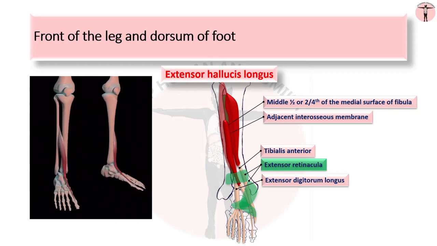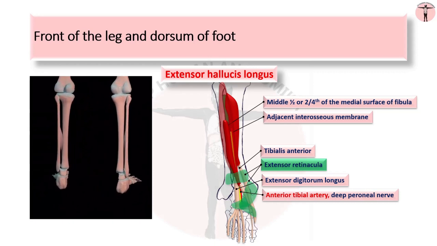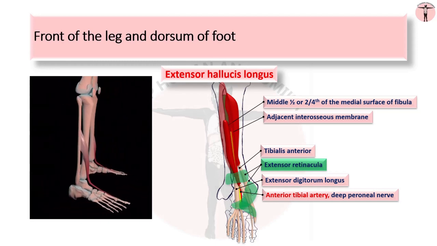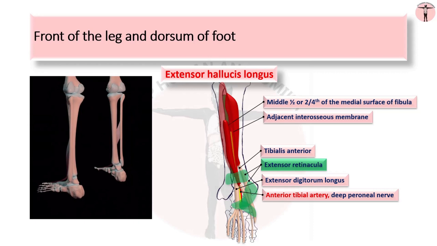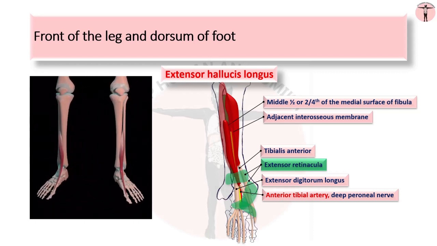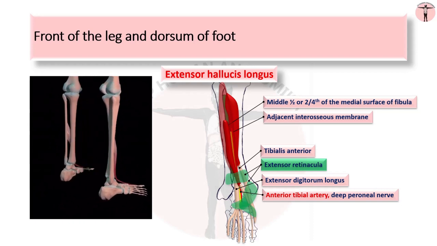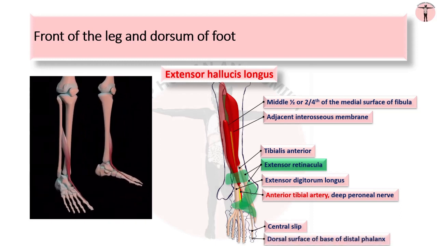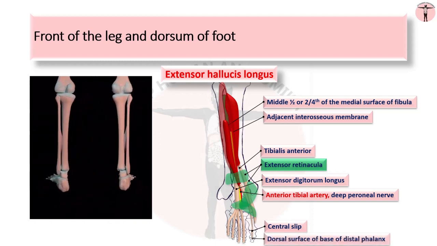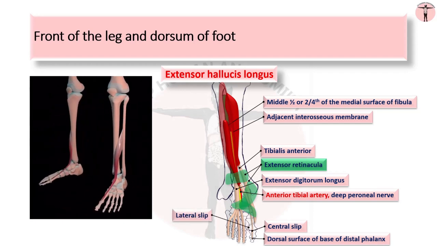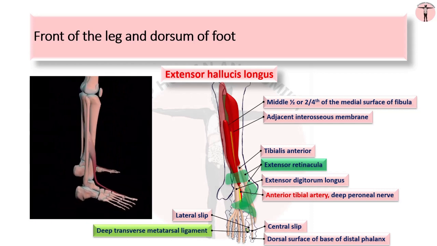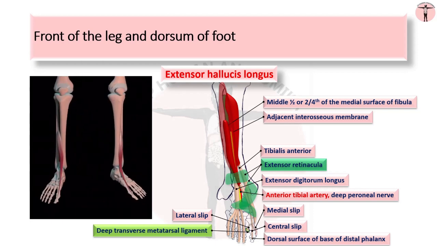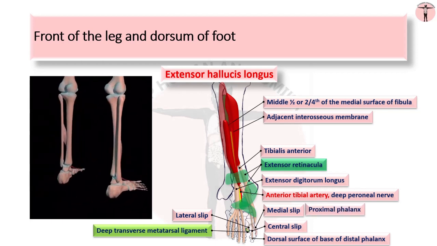In its course, it crosses anteriorly across the distal part of the anterior tibial artery and deep peroneal nerve from lateral to medial side. Then, in the foot, it continues anteriorly on the medial side of the dorsal surface. The tendon splits into 3 slips. The central slip inserts to the dorsal surface of base of distal phalanx. The lateral slip attaches to deep transverse metatarsal ligament, and the medial part joins the tendon of the abductor hallucis and is attached to the proximal phalanx.